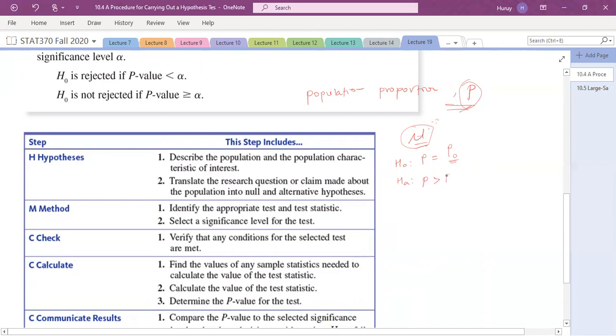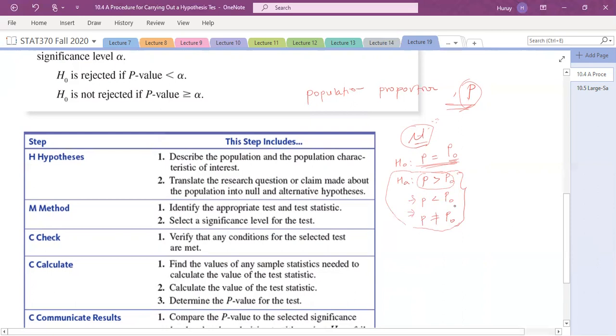One is greater than P sub naught. The other possibility is less than P sub naught, and another possibility is not equal to P sub naught. So the alternative hypothesis will be one of these three, but the null hypothesis will be the same one. So you have to look at the question and understand it, and based on the claim given in the problem, you figure out whether to pick this one, or this one. And this is very, very important. You have to be very careful on this.